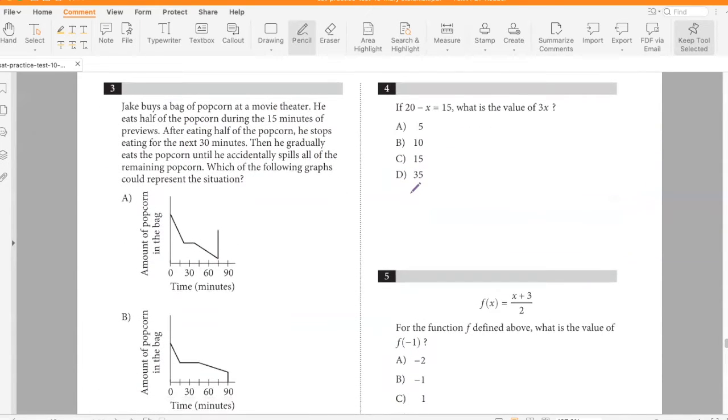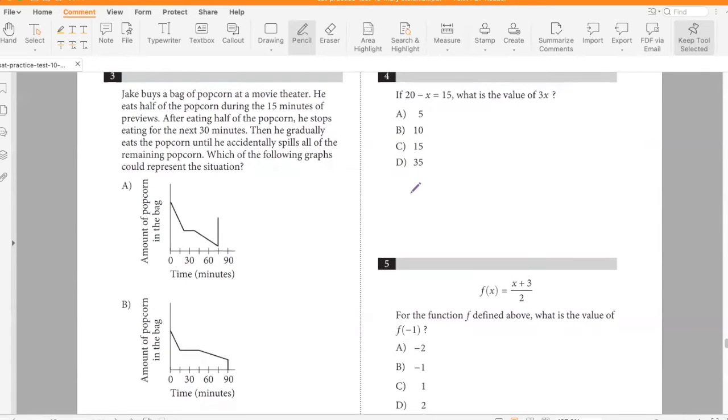Jake buys a bag of popcorn at a movie theater. He eats half of the popcorn during the first 15 minutes of previews. After eating half of the popcorn, he stops eating for the next 30 minutes. Then he gradually eats the popcorn until he accidentally spills all of the remaining popcorn. Which of the following graphs could represent the situation?